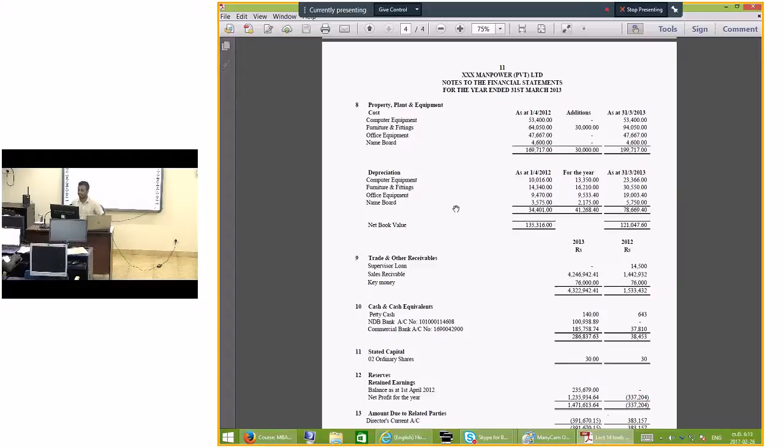Did you see? Name board cost is 4,600, but accumulated depreciation is 5,750. Understood? It cannot be, no? Look, these are the items that we need to look at.